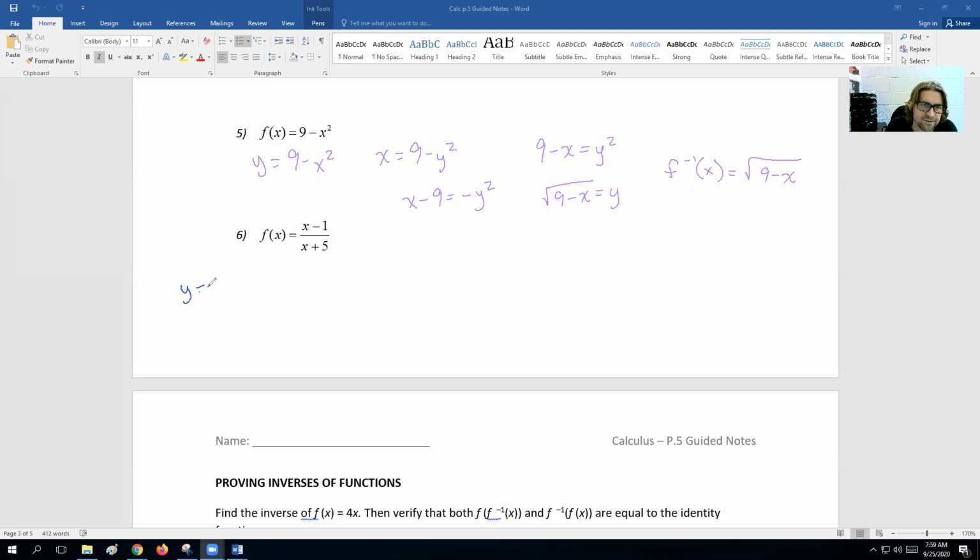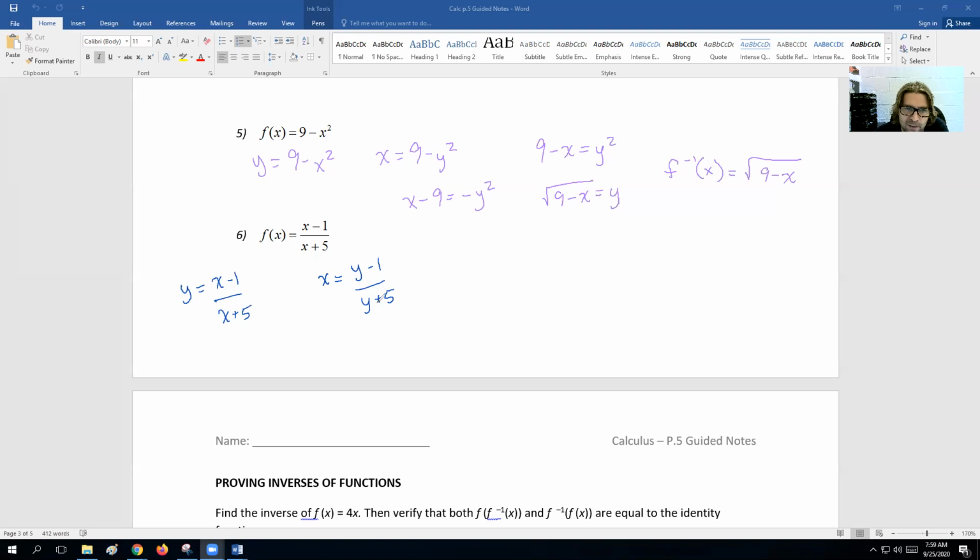We got y equals x minus 1 over x plus 5. Well, the first step is to change all the x's to y's and y's to x's. So we'd have x equals y minus 1 over y plus 5. So we have to get the y by itself, but you might be looking and be like, well, there's more than one y. We can still get it by itself.